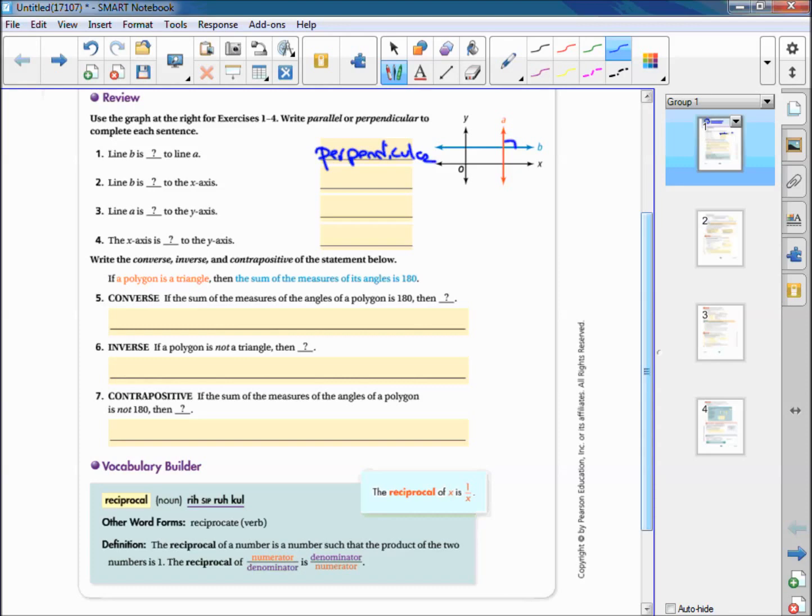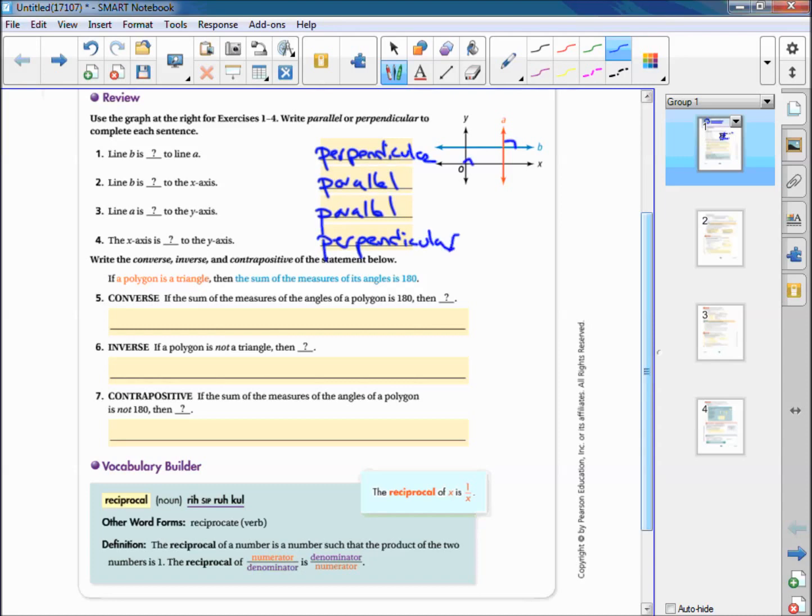Line B is horizontal and the x-axis is also horizontal. So these are never going to cross and they're in the same plane, so they're parallel. Line A and the y-axis, those are also parallel. They're both vertical lines in the same plane, so they're never going to cross. And then the x and y-axis are perpendicular to each other. They cross at the origin, so they intersect at the origin, and they form right angles.